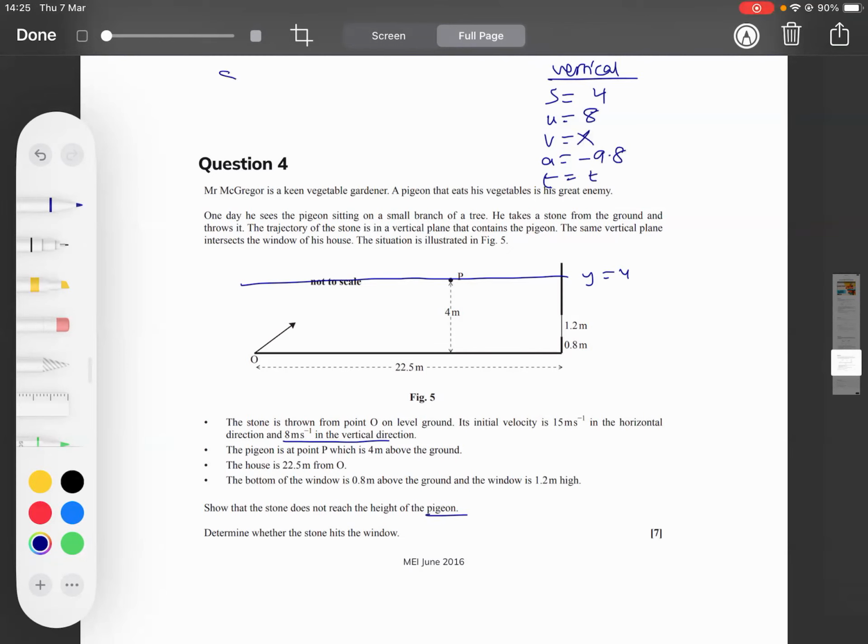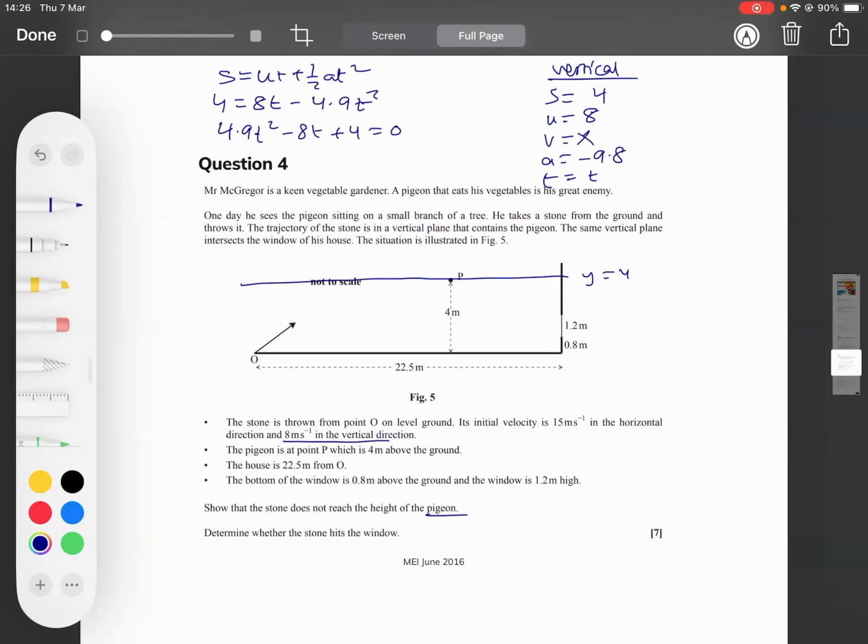So our equation for S is UT plus half AT squared, so it's 8t minus 4.9t squared. And we want to equate it to 4 and see if it ever goes that high at any point. So we can make that a quadratic: 4.9t squared minus 8t plus 4 equals 0. There are different ways to do this question, but the best way is just to show the discriminant is negative, so there are no roots.